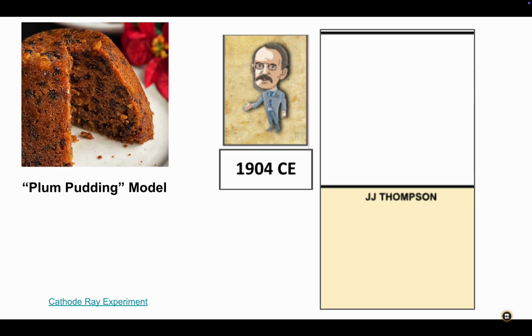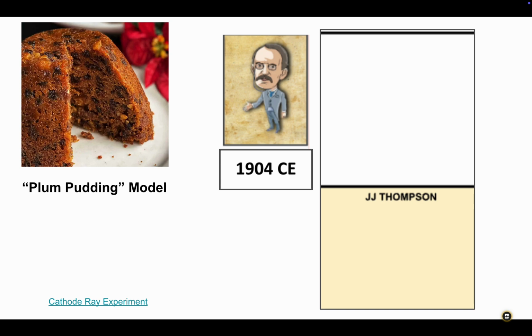And it had all these, you can see it in the picture, raisins and nuts and all things kind of scattered throughout. So Thomson imagined an atom as a ball of positive pudding or cake with these tiny negative plums, which were the electrons that were stuck inside of it, like raisins in the dessert.